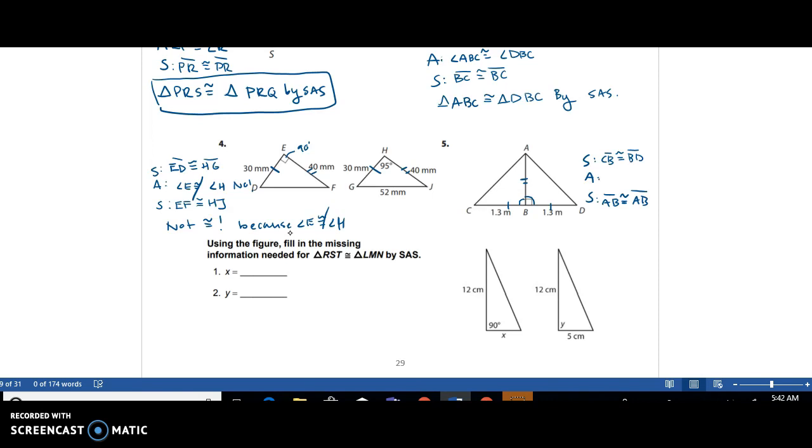These two angles. Angle ABD congruent to angle, I'm running out of room, angle ABC. And can I say that? I sure can, because they're both 90 degrees. Alright, so triangle ABC is congruent to triangle ABD by SAS.